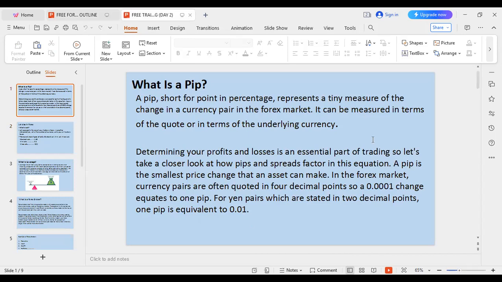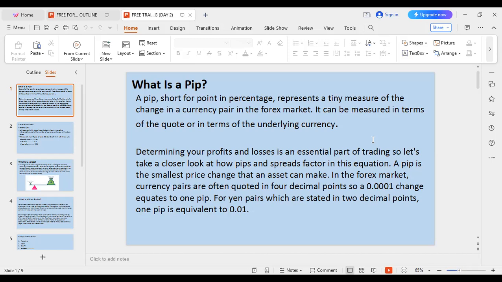What's the pip? The pip is simply known as points in percentage, and it represents a tiny measure of the change in the forex market. It can be measured in terms of the quotes or in terms of the underlying currency. Determining your profits and losses is an essential part of trading. Let's take a closer look at how pips and spread factor in this equation.